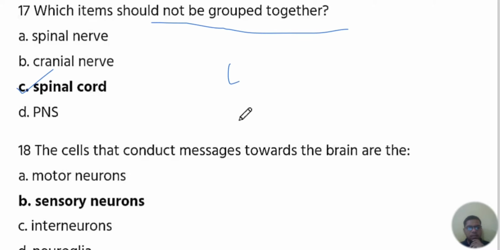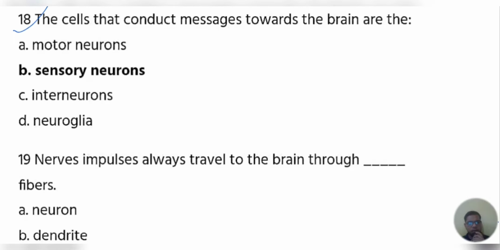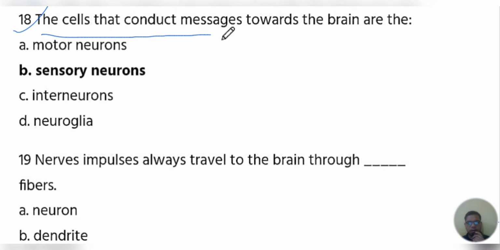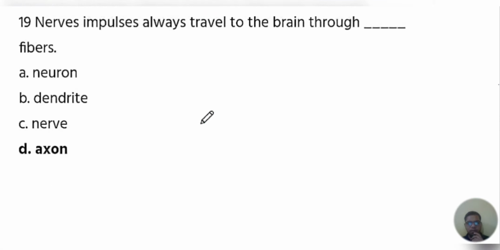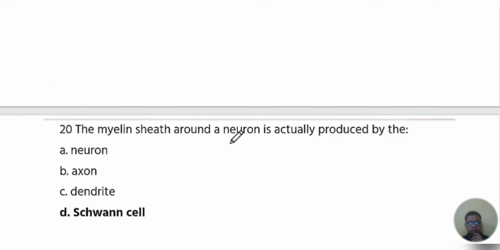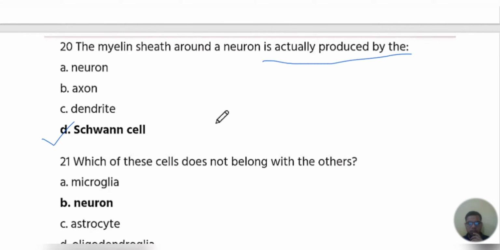Next is question number 18: the cells that conduct messages toward the brain are. The answer is B, sensory neurons. Next is question number 19: nerve impulses always travel to the brain through axon fibers. The answer is D, axon fiber. Next is question number 20: the myelin sheath around the neuron is actually produced by the Schwann cell. The answer is D, Schwann cell.